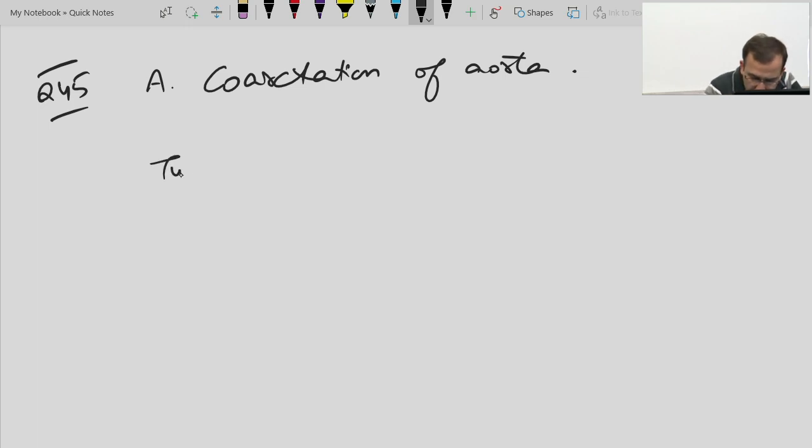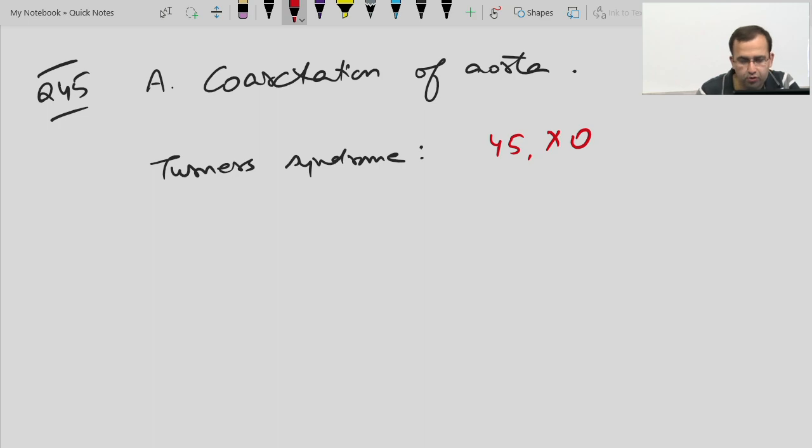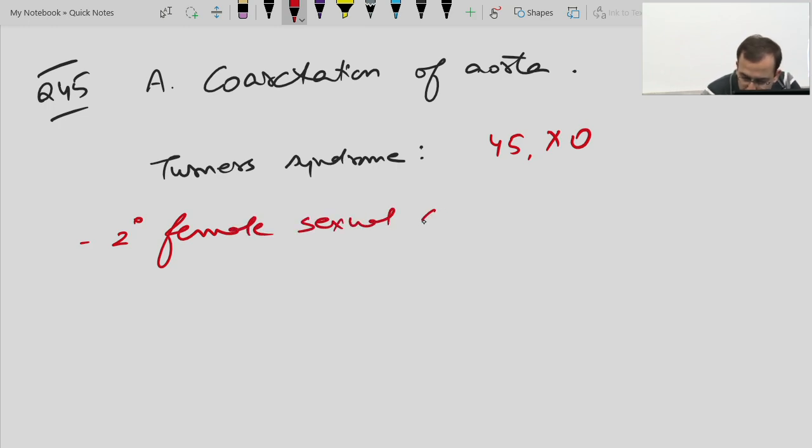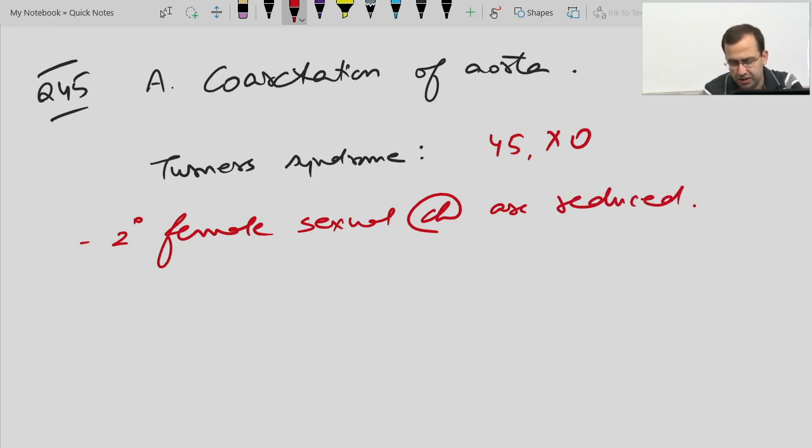So starting with Turner syndrome, you very well know Turner's is 45XO. So think of your favorite actress and imagine the opposite of her, that is Turner's. In Turner syndrome, one X is missing, so the secondary female sexual characteristics are reduced.